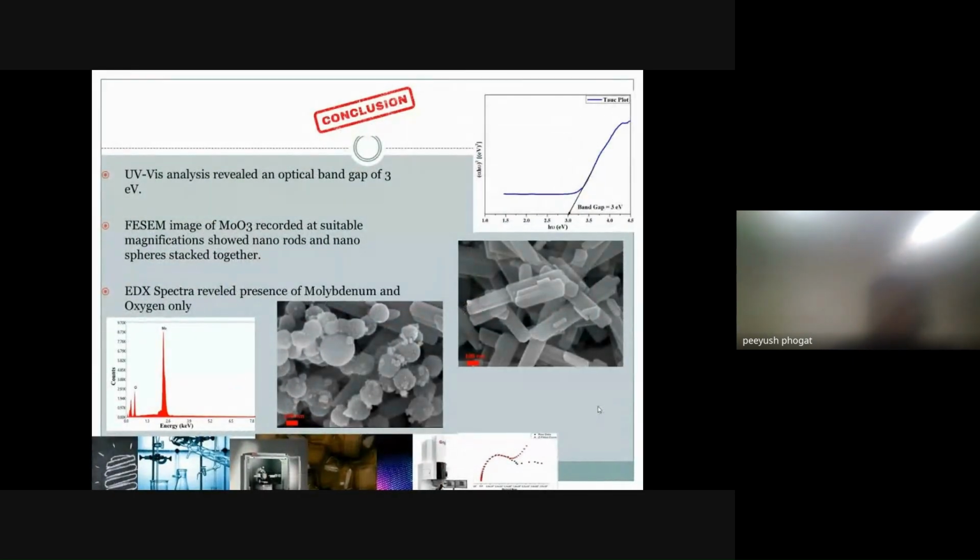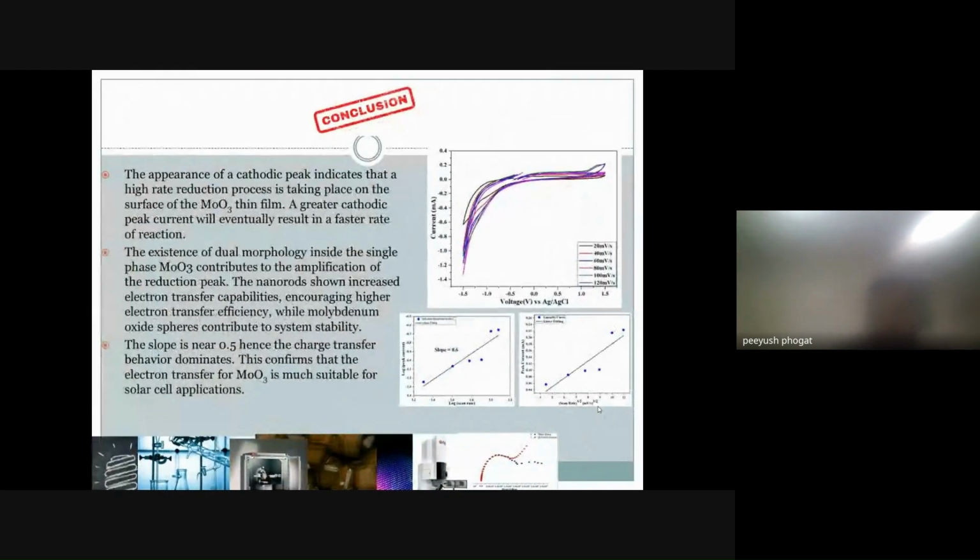The UV analysis revealed a band gap of 3 electron volts, whereas FESEM confirms the dual morphology of the material, nanorods and nanospheres stacked together. The EDS spectra also confirm the presence of molybdenum and oxygen only. The appearance of a cathodic peak indicates that there is a high rate of reduction taking place on the surface of MoO3. The existence of dual morphology inside a single phase MoO3 contributes to amplification of reduction peaks.